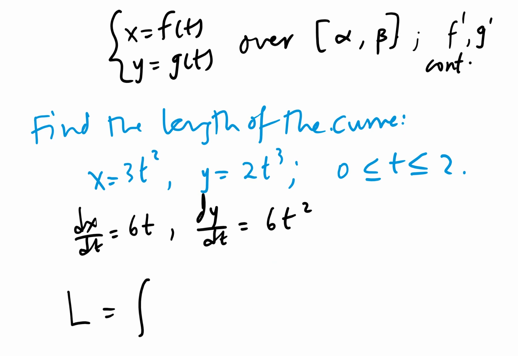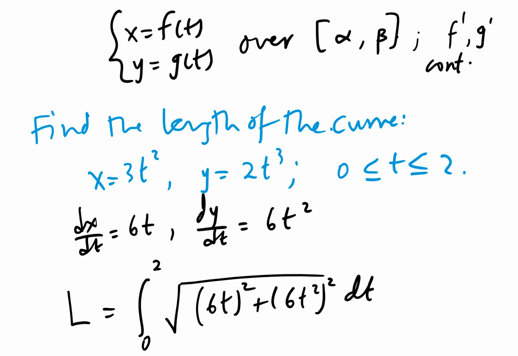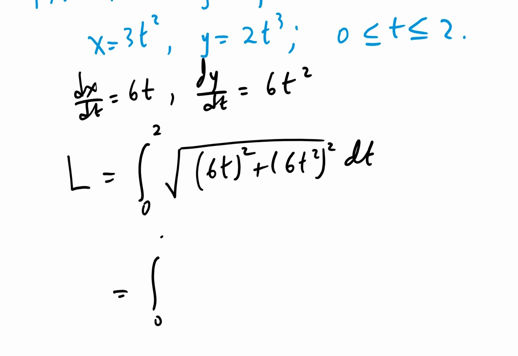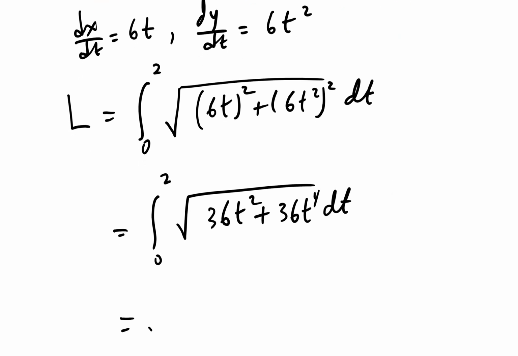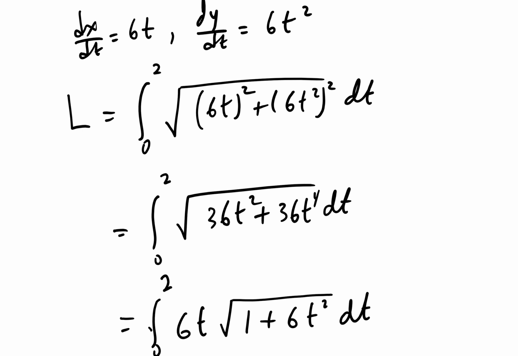Then the arc length is the integral from 0 to 2 of the square root of the first one squared plus the second one squared, dt. This equals the integral from 0 to 2 of the square root of 36t squared plus 36t to the fourth. Then we factor 36t squared out, so it comes out as a 6t, and that will leave 1 plus t squared.